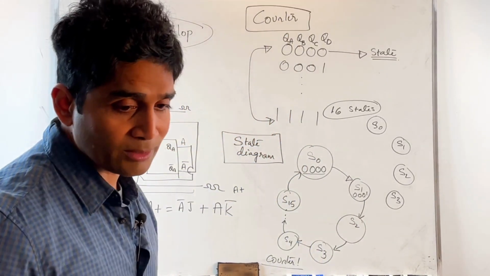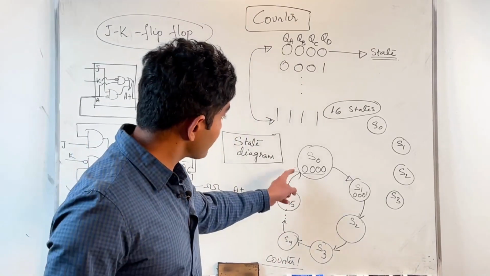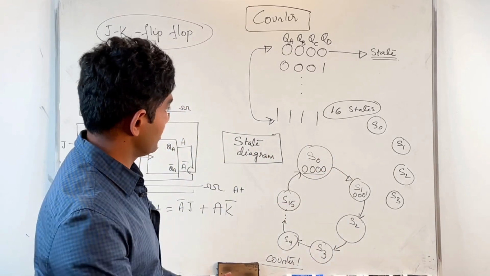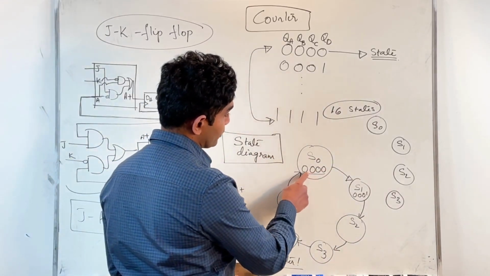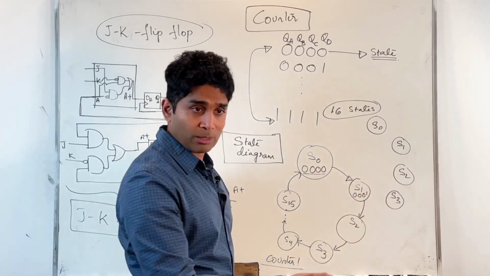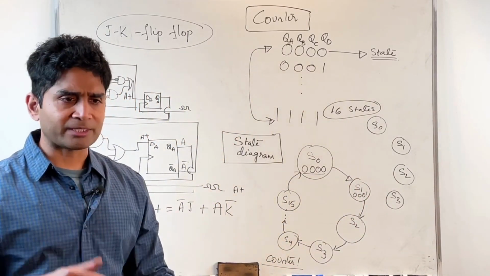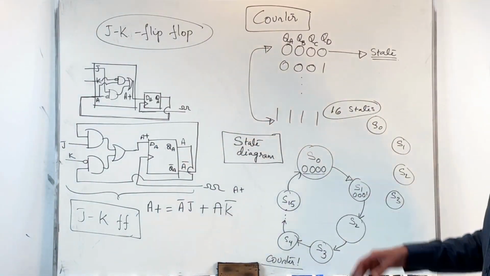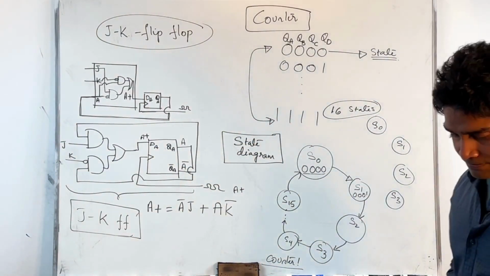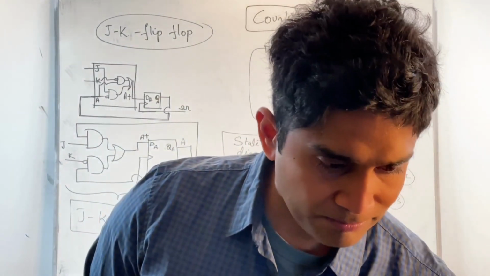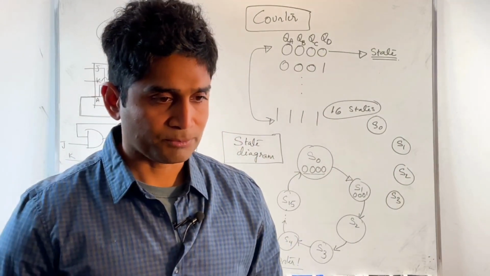Now the other implication of this is that I don't have to have a counter that goes in this particular sequence. I can have any random count. Let's say I want a counter that counts from 0000 to 0110 as a next count, and then some arbitrary random count. I should still be able to design that using this state machine approach. Okay, all right. Now let's wrap this up, and let me see if you have any questions about any aspect.